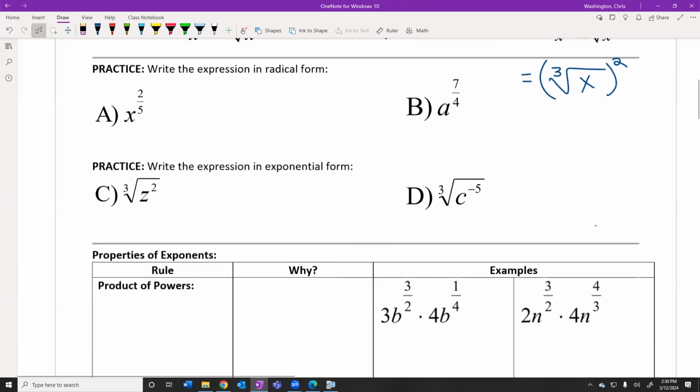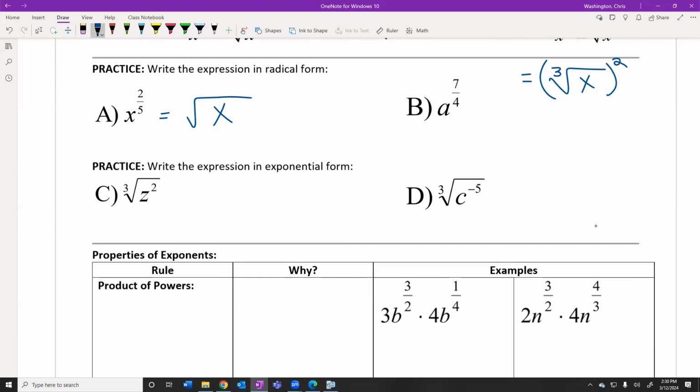So what is a question on a test going to look like? Something like this. We have this example: x to the 2/5, and you have to rewrite this in radical form. You have to rewrite this as a root. So we're going to have a root, not a square root, but a root, and x is going to be inside that root.